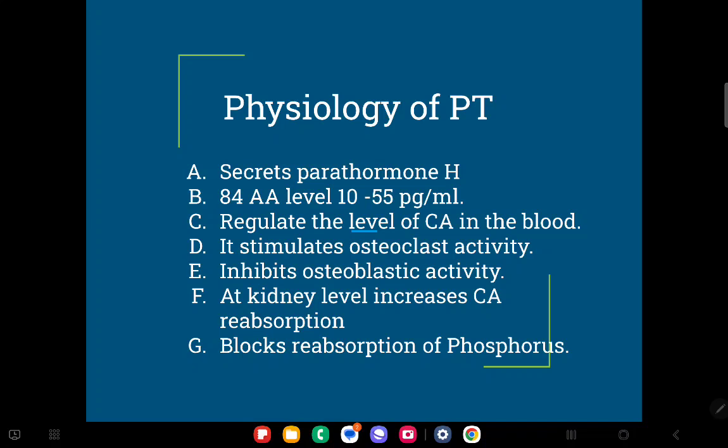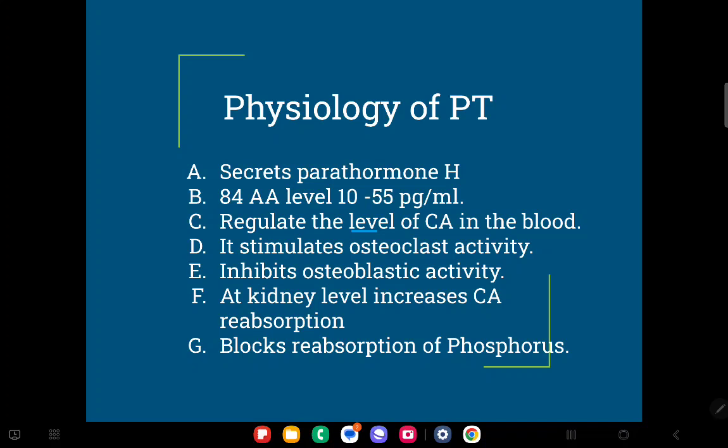Another regulator of the blood calcium is the calcitonin, which is secreted by the parafollicular cells of the thyroid gland. At the kidney level, we said it will increase the calcium reabsorption, and if you give a loop diuretic, the calcium will be excreted more in the urine. This is why furosemide or Lasix is used in the treatment of hypercalcemia.